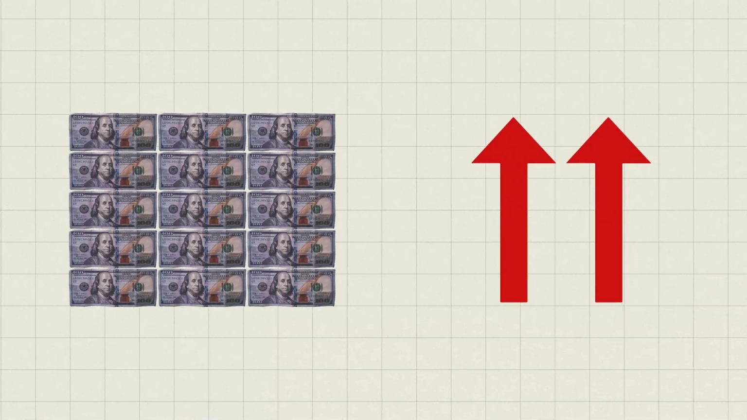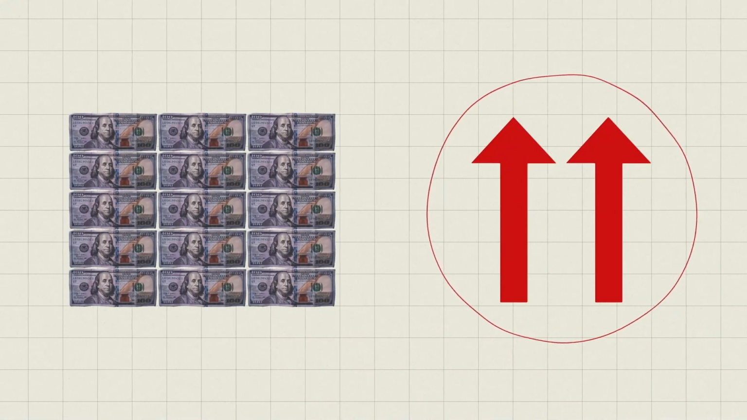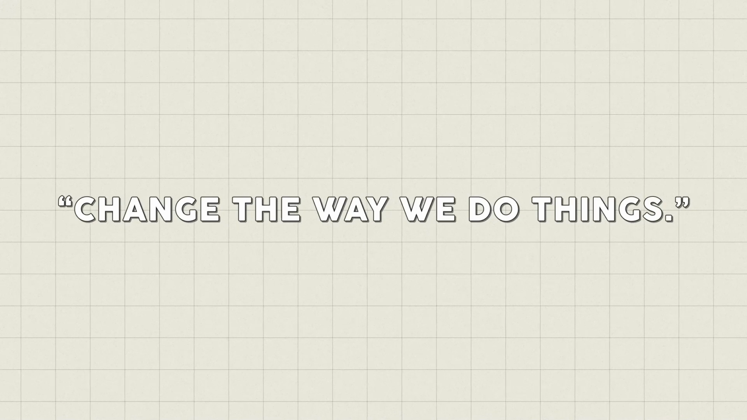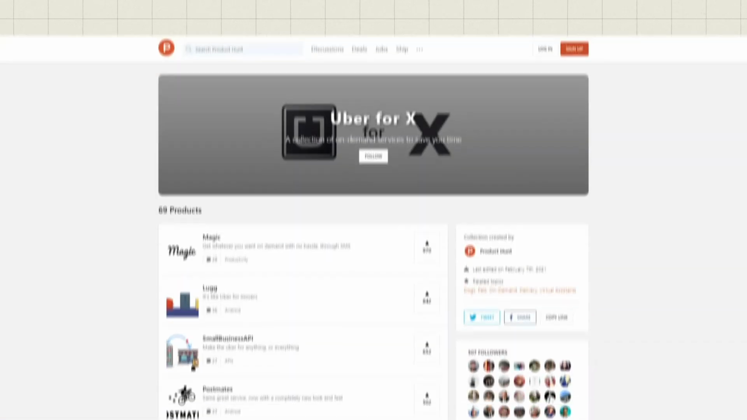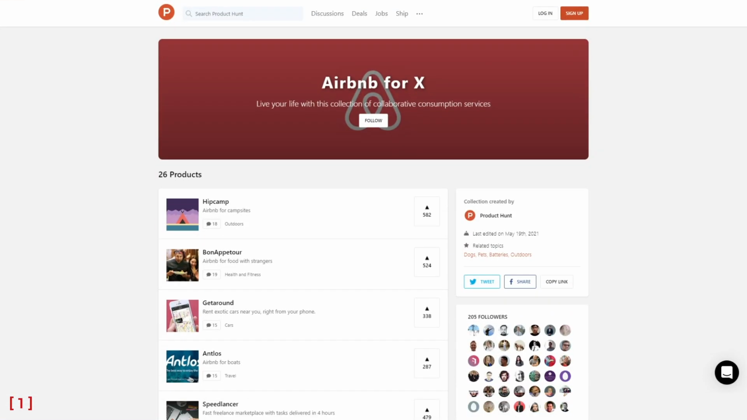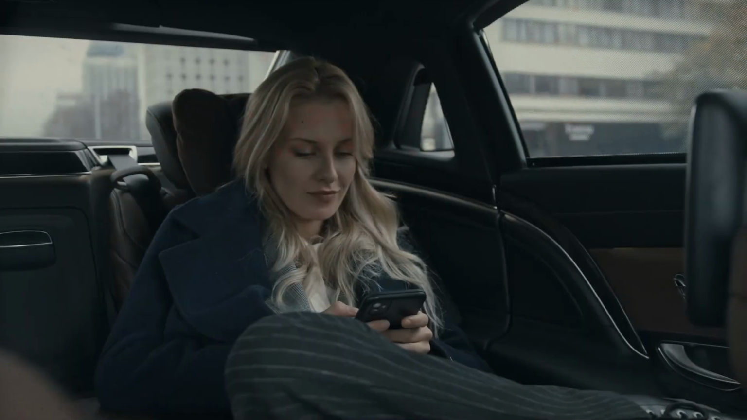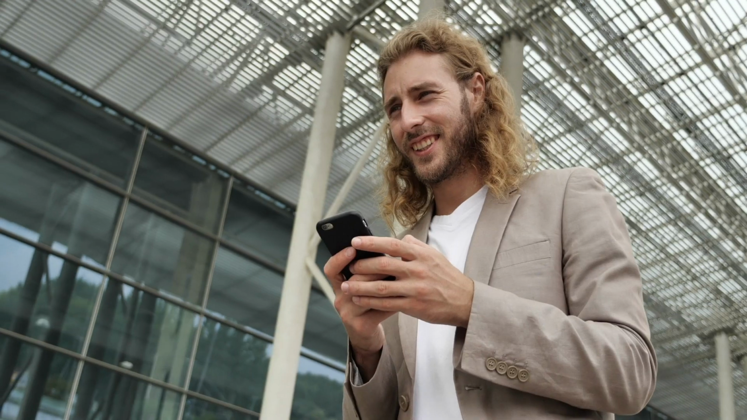What comes first, monetization or growth? Passion-driven entrepreneurs often think it's the latter. You have an idea for an innovative product that will change the way we do things. This will be the Uber of something or the Airbnb of something else. You show the product to people and they love it.